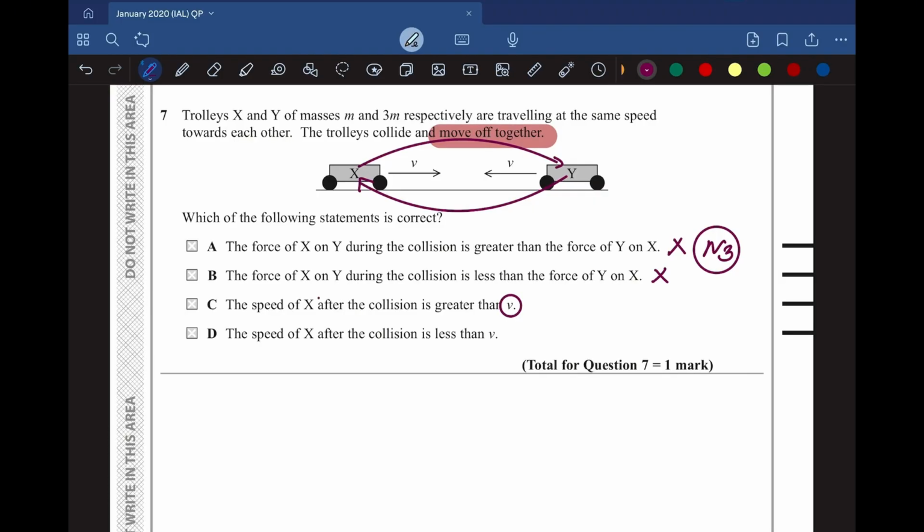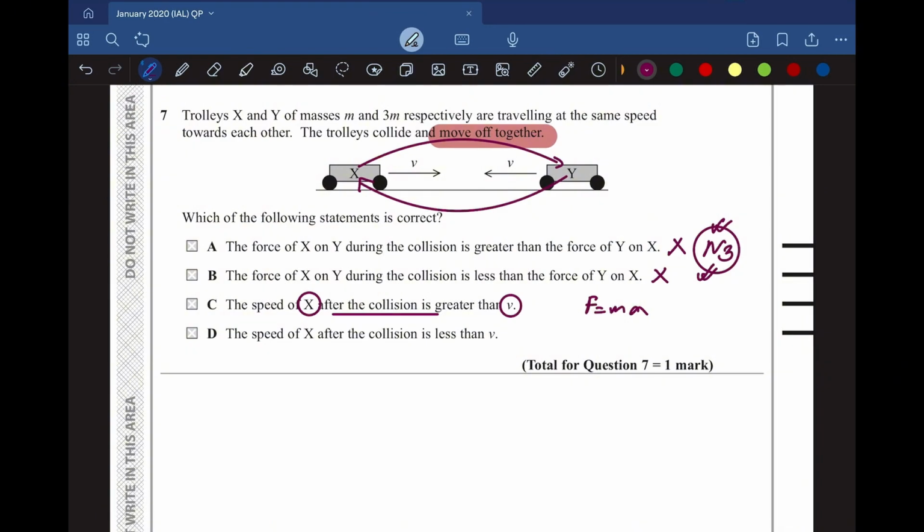They are saying that the speed of x after the collision will be greater than its initial velocity before the collision. It cannot be the same. Why? Because we know, according to Newton's third law, force is equal to mass into acceleration. No, this is actually according to Newton's second law. What I'm saying is, according to Newton's third law, x is exerting a force on y, and y is exerting a force of the same magnitude on x. So we know force is equal to mass into acceleration according to Newton's second law.